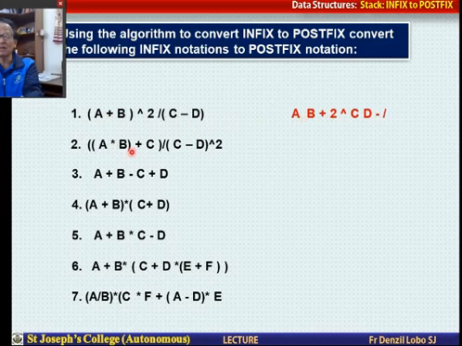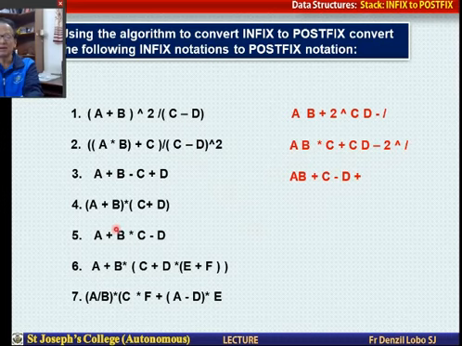You try this before you get the result. A into B, so A, B into C plus C, D minus 2 power divided by. You try this. So AB plus C minus D plus. So this is going to be the postfix expression. You try this, it is very simple, similar to this. So AB plus CD plus into.